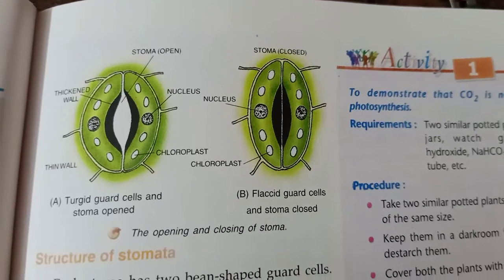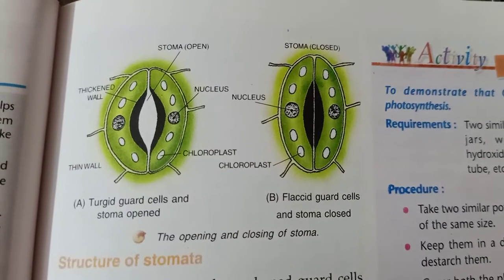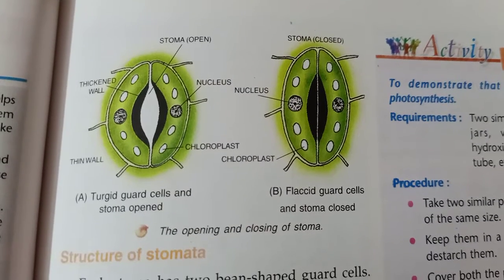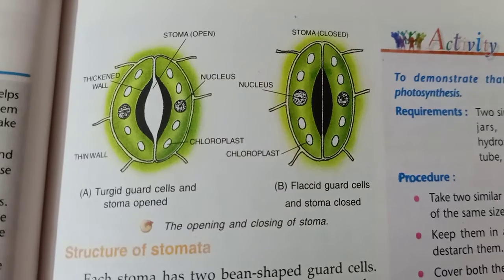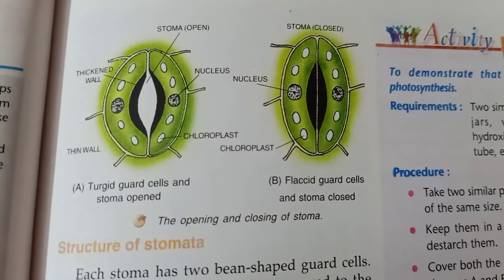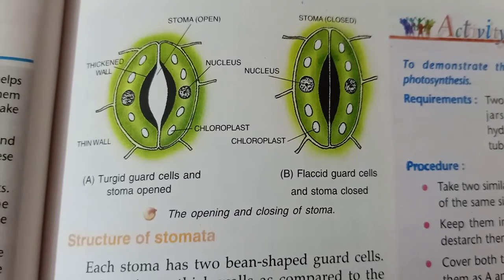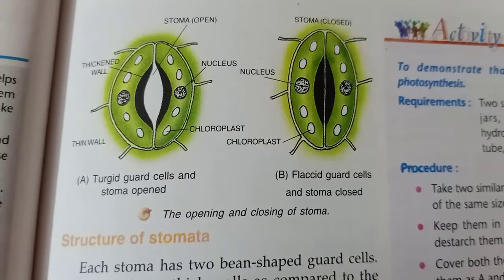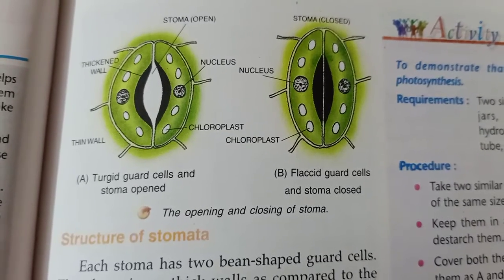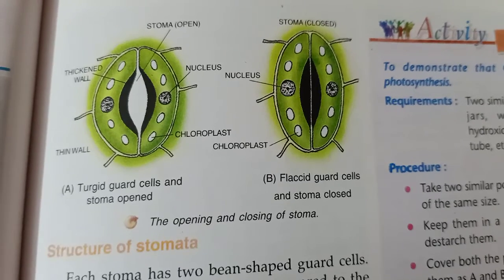Now here you can see the diagram of opening and closing of stomata. In the first diagram, A shows the turgid guard cells and the stomata open. When pressure applies from the inside, the stomata open, and when turgidity is lost in the guard cells, the stomata are closed.